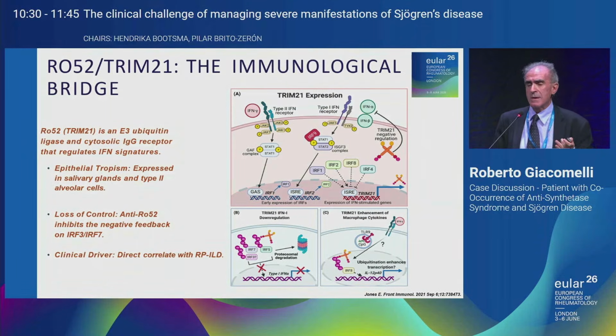What is not clear, probably we also need to find a cofactor, because not all the patients with Sjogren disease and Ro52 positivity develop interstitial lung disease. That is much more frequent in the patients with antisynthetase syndrome. So probably there is also a cofactor that we still don't know that is able to increase the effect of the inhibition of TRIM21, thus leading to the lung involvement in these patients.